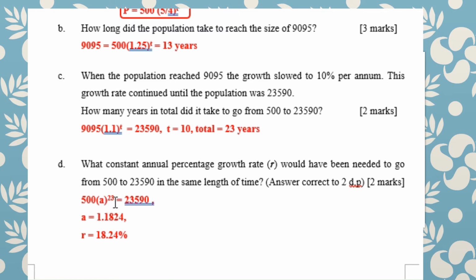It took 23 years. So if you realize, if you get this wrong, all will be wrong. This is a past year question and this is how it will be. Equals to 23590. So you're looking to find A. After you find A, you minus 1 and times 100%, you will find the rate. So always remember, must minus 1 times 100 if you want to find percentage, all right? Answer correct to 2 decimal places. If they don't write this, you should also know it because it's percentage.